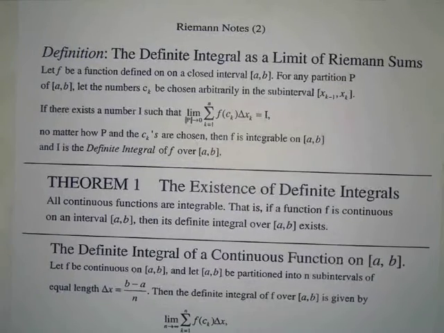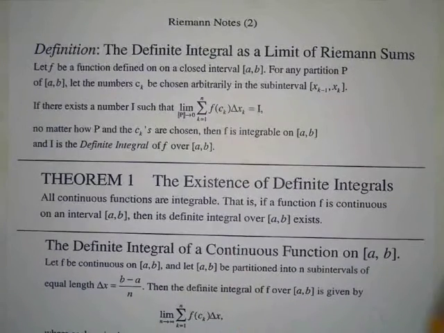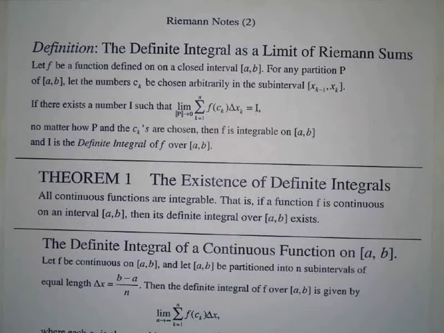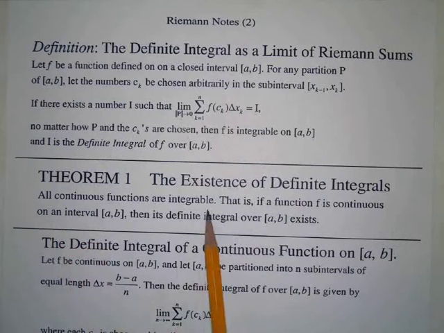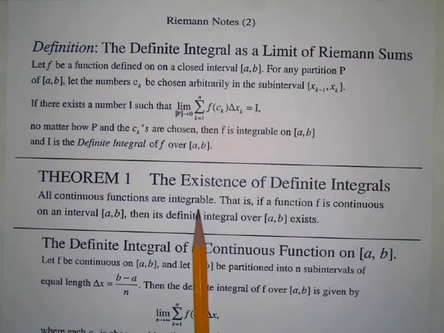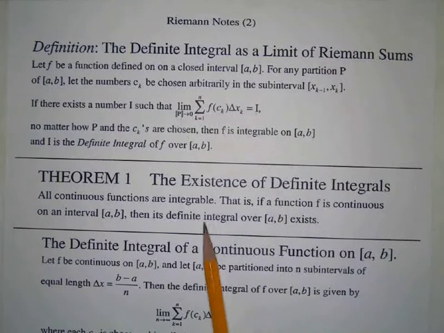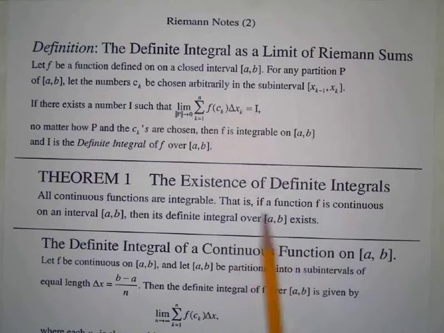And the very important theorem here, the existence of the definite integral. These are all proven in advanced calculus classes because they are pretty tricky to prove. The existence of definite integrals: all continuous functions are integrable. In other words, if a function is continuous, we can find the exact area under the curve. That is, if a function f is continuous on an interval [a, b], then its definite integral over [a, b] exists.